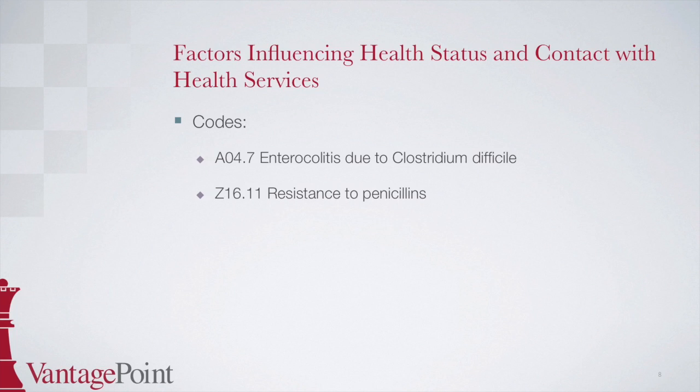The next code is Z16.11, resistance to penicillins. To locate this code, go to resistance, resistant to in the alphabetic index, then find organism, then to, then drug, and then amoxicillin, which points to Z16.11, which you would then confirm in the tabular. There is a note in the tabular which states code first the infection, so we know that A04.7 must come first.